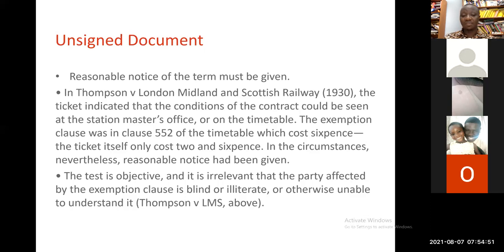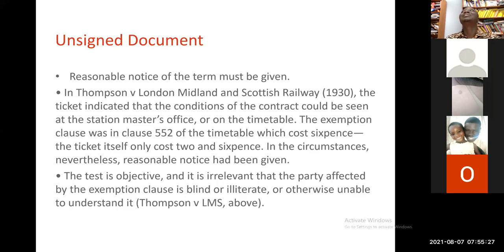And for that matter, you couldn't say that you're not aware, or that you could not have been made aware, if you wanted to be made aware of the existence of that particular clause. And again, whether the person is literate or illiterate, that is beside the point. If you read the opinion of the court, what is important is reasonable notice.